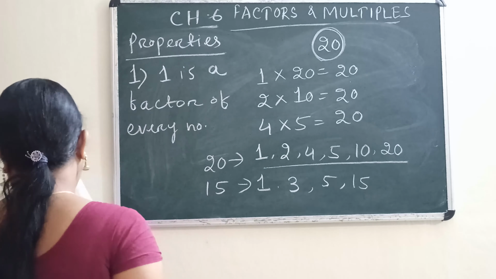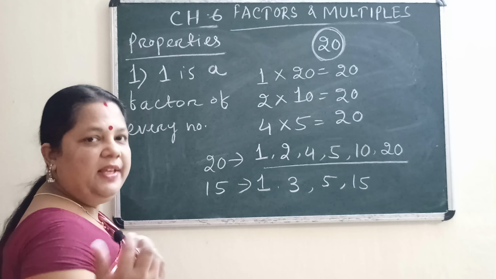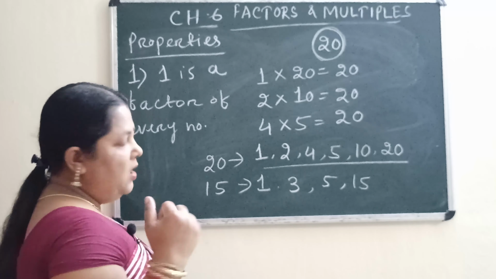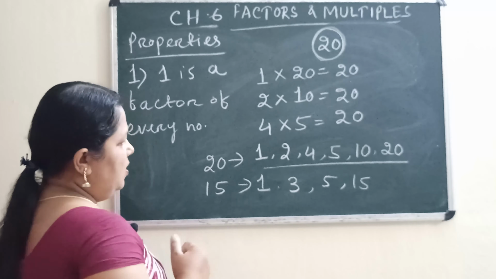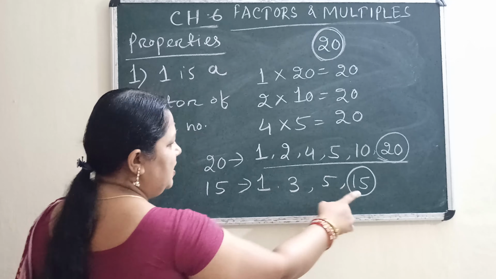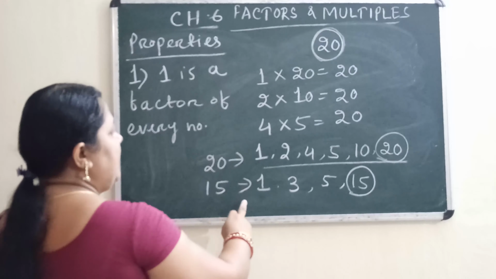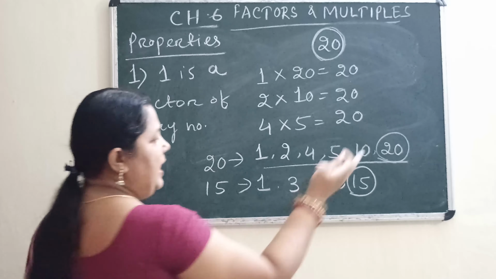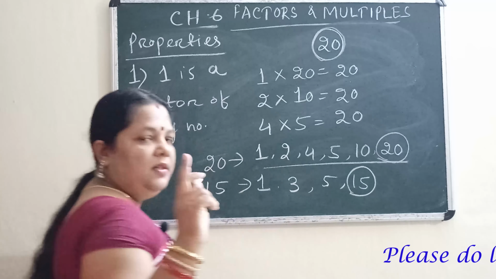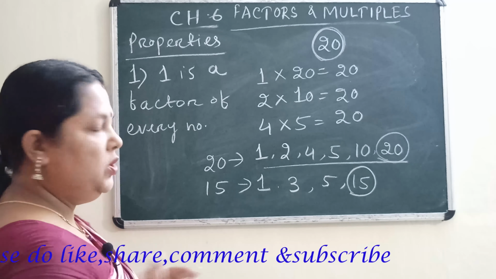Number 2: every non-zero number is a factor of itself. Non-zero number means what? Leaving 0, all the rest are called non-zero numbers. So every non-zero number is a factor of itself. 20 is a factor of 20. 15 is a factor of 15. 100 is a factor of 100. So 1 is compulsory, meaning 1 is a factor of every number, and the number itself is also a factor of every non-zero number. Okay. So these are 2 properties.